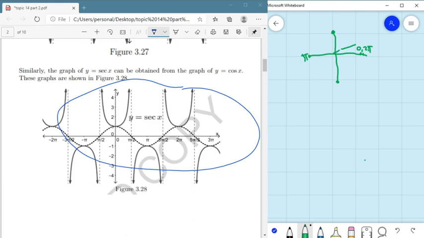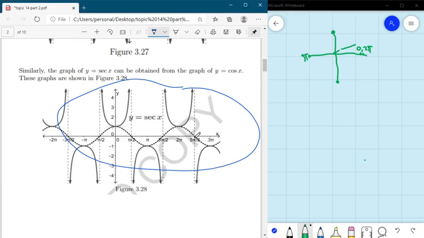So, we graph our cosine first. At 0, the cosine is 1. Then pi over 2, 3 pi over 2, 5 pi over 2 are the parts where our cosine values are zeros. Therefore, we can form the vertical asymptotes. And then we draw the secant x going upward and downward.